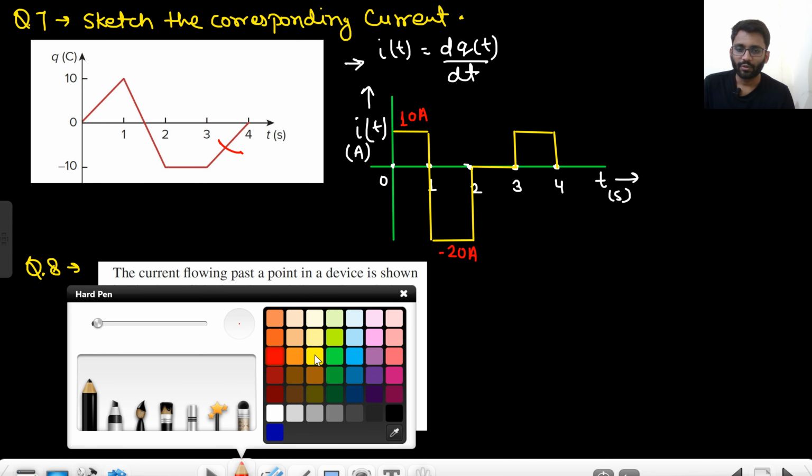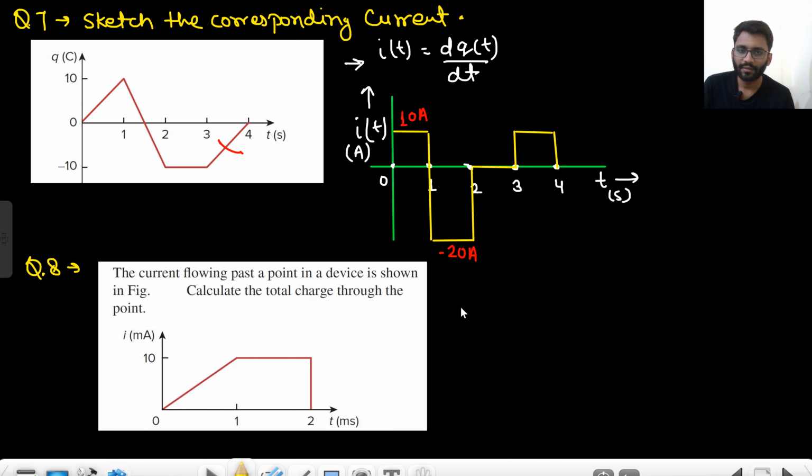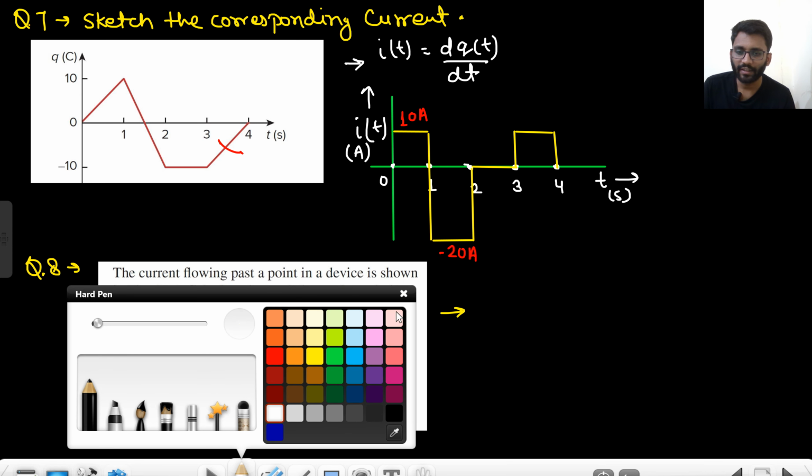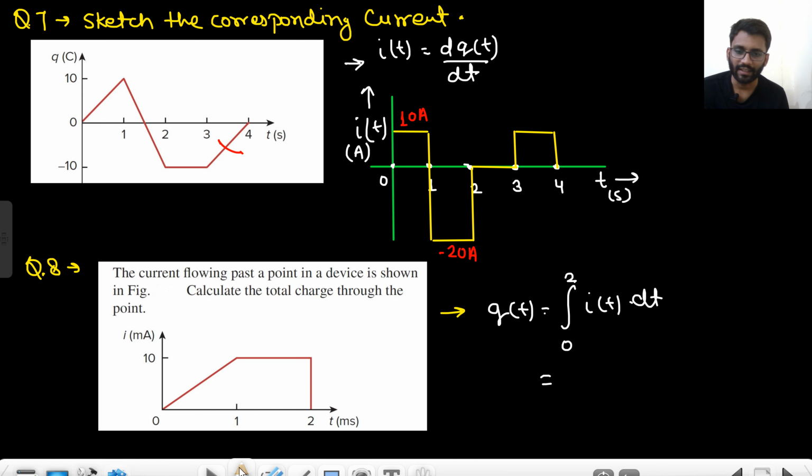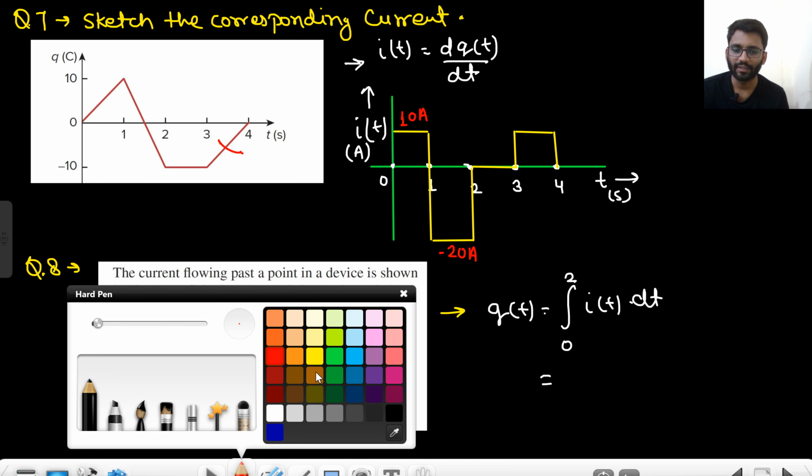Now moving on to the solution of question 8. So what do we need to do? We need to find the charge through the point. The total charge we need to find. So what is total charge? Qt is equal to the integration of i dt. And total charge means the complete range from 0 to 2 seconds. So basically the area. Which area? This area we need to find, right? So what will be the value of this area?